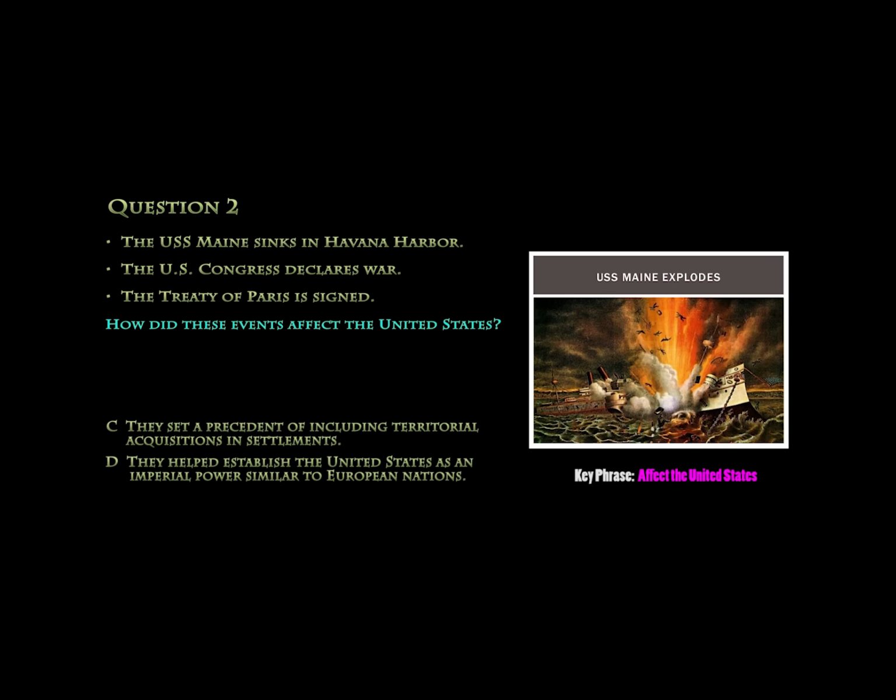D. Did the treaty establish the USA as an imperial power for the first time? Yes, it now had territorial possessions outside the USA. Did C or D have the most effect on the United States? D had the most significant effect.